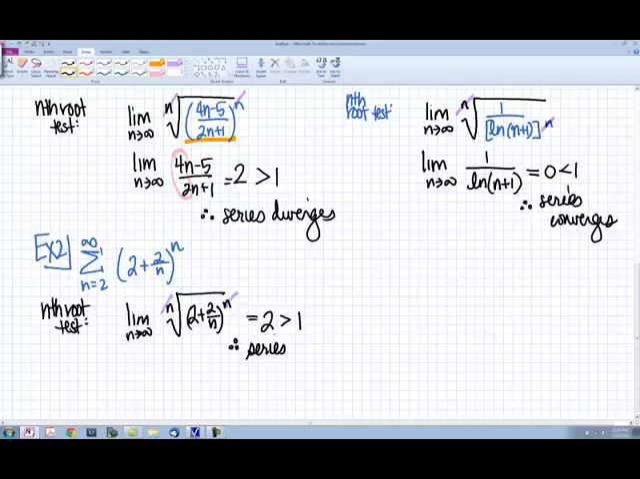Okay, this is a test that doesn't really get used very often because it's very specific. You have to have an nth power in order to take the nth root, and if you don't, you're just flat out not using the test. Okay, so pretty specific.